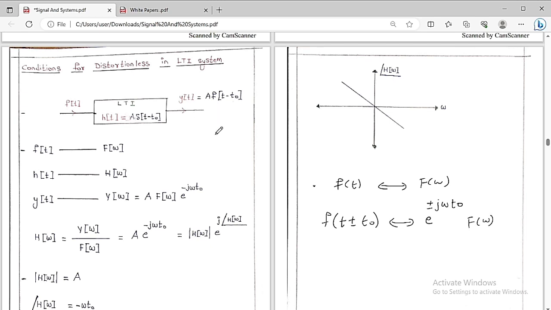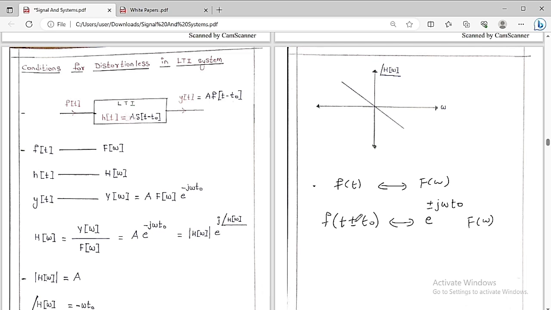Based on this, y of t is equal to a into f of t minus t naught, so y of omega is equal to a into e to the power of minus j omega t naught into f of omega. Simplified, I get a into f of omega into e to the power of minus j omega t naught, based on this time shifting property formula.